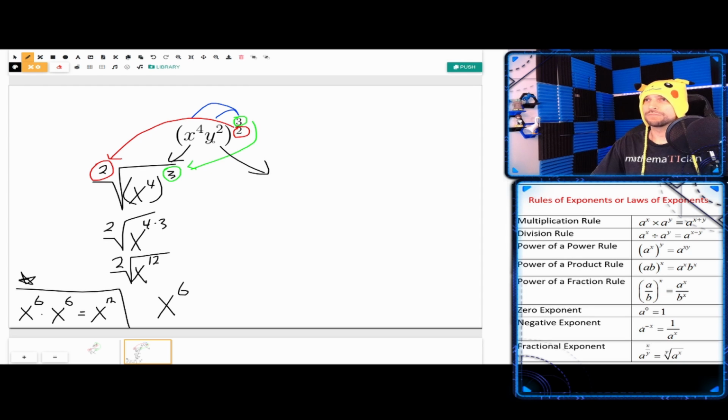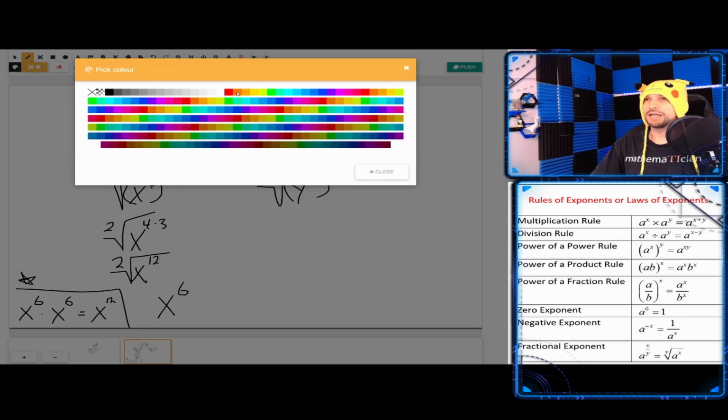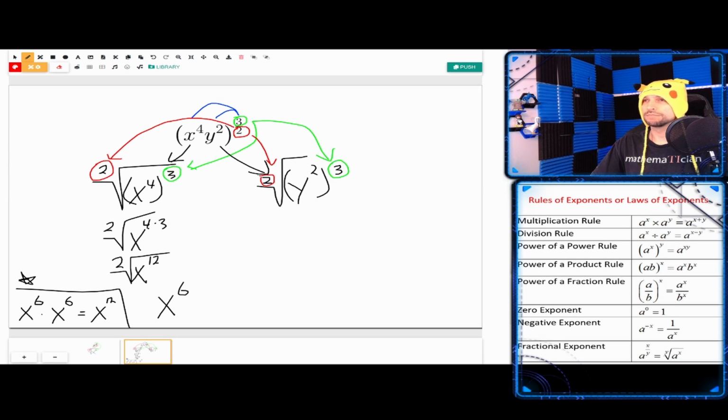Now the right half, we had y squared taken to the third power. Then we need to take the square root of that because of the denominator of 2. So let's simplify inside that square root first. Y to the 2 times y to the 3 will be y to the 2 times 3, power of a power rule. So we need to find the square root of y to the 6th.